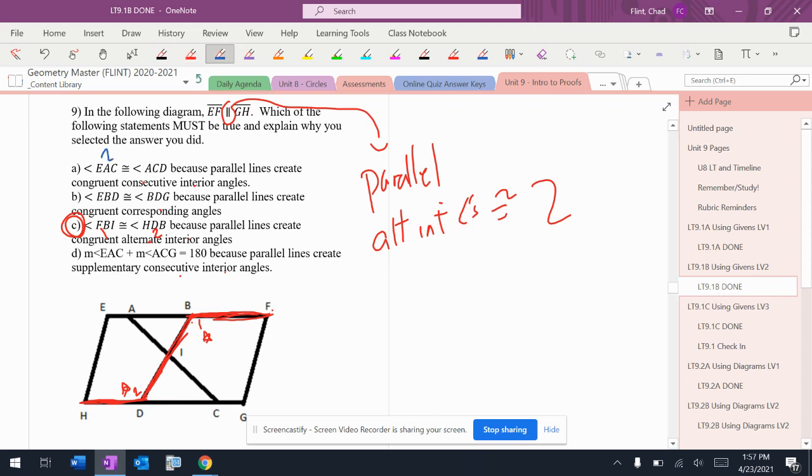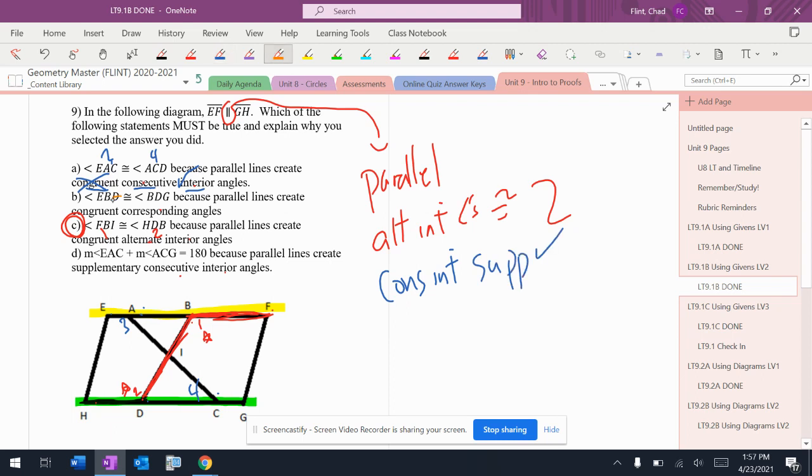So EAC, let me make that 3, and ACD. So EAC is here, ACD is here. Okay, so it says that those are congruent consecutive interior angles. I'm going to tell you the truth here. 3 and 4 are consecutive interior, but consecutive interior are not congruent. Consecutive interior are supplementary. Okay, so that's why that one's wrong.